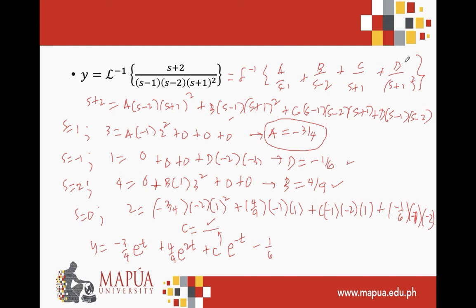This is 1 over s squared. The inverse is t. And then multiply by the exponential. Your a here is negative 1. So e to the negative t multiplied by t, for 1 over s plus 1 quantity squared. Okay, and this is your final answer.